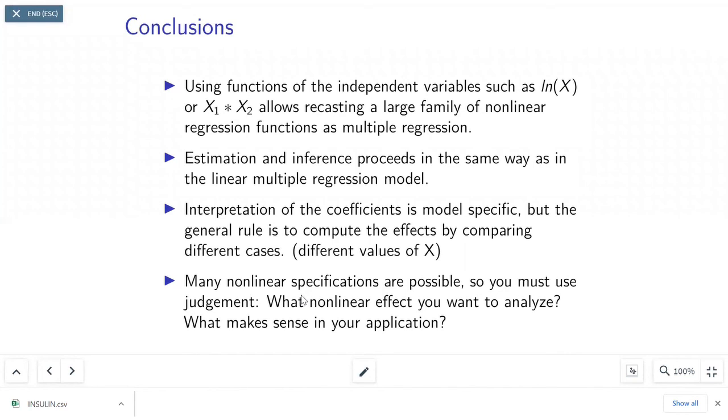In the end, you might realize that many nonlinear specifications are reasonable since they capture the underlying data pretty well. Which model you should use in this case depends on your personal judgment calls. You can use the specification that you want to analyze and the specification that makes more sense to you in your application.